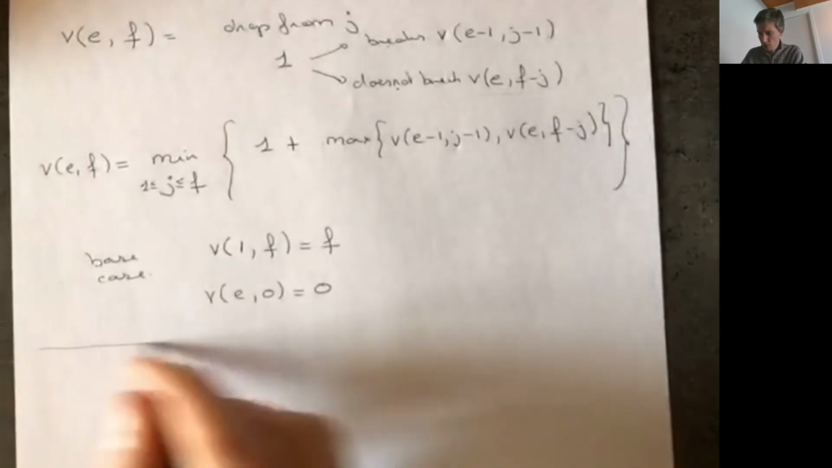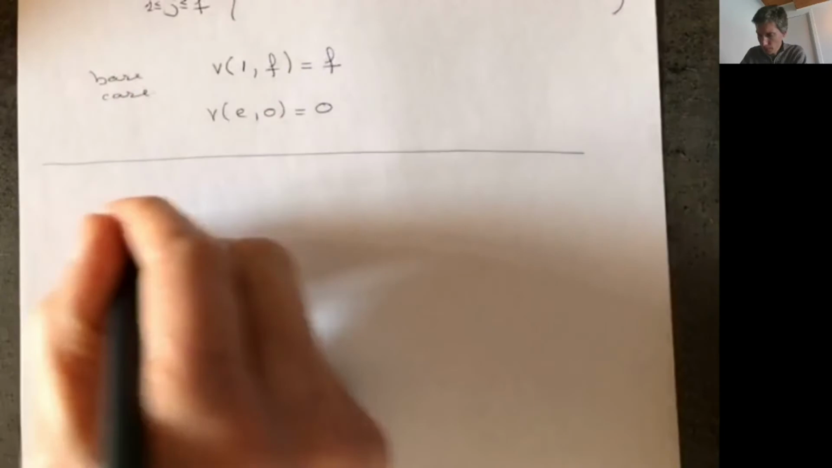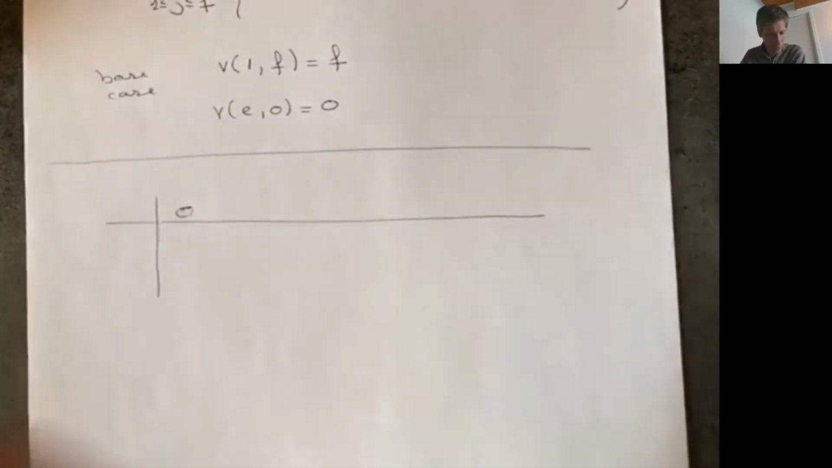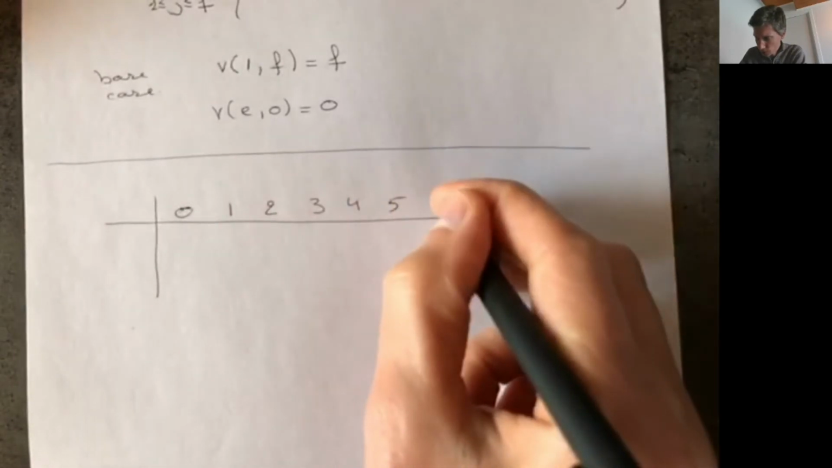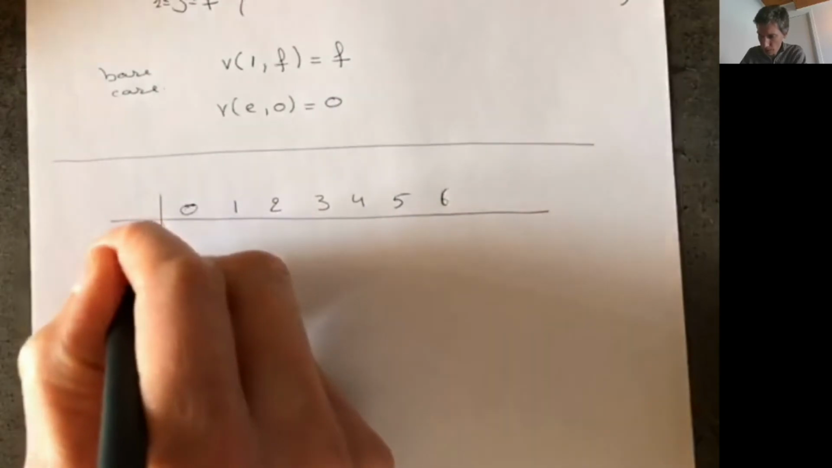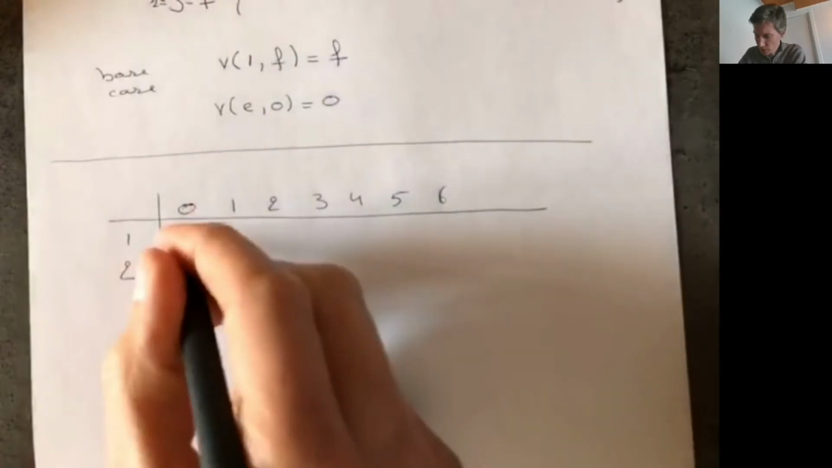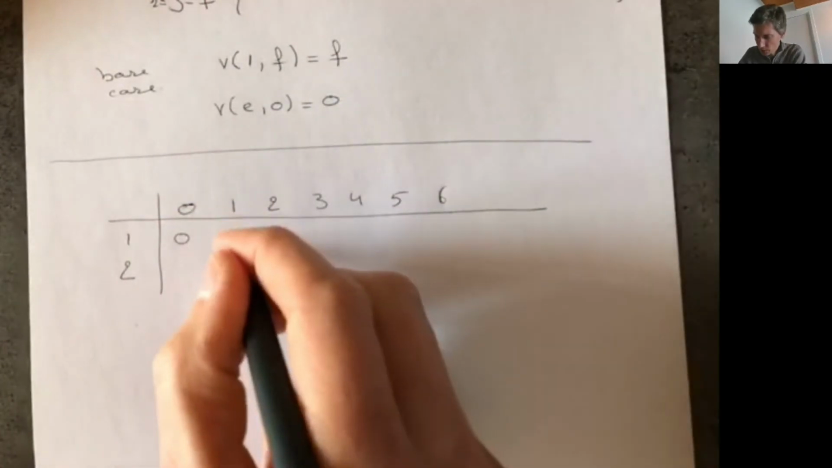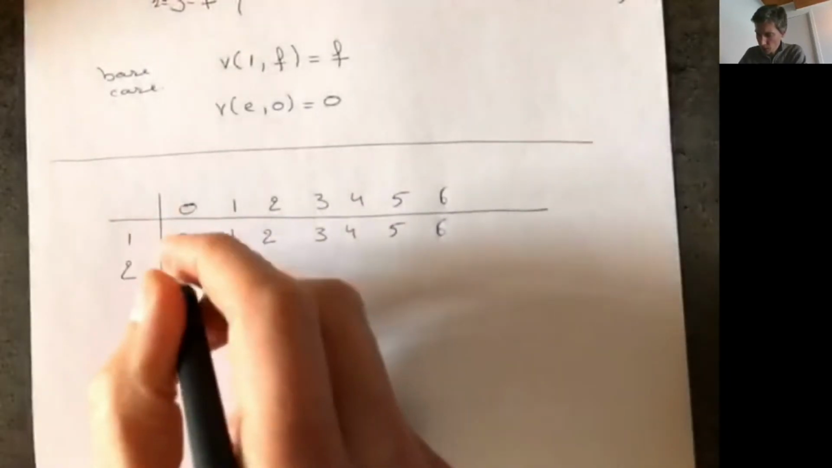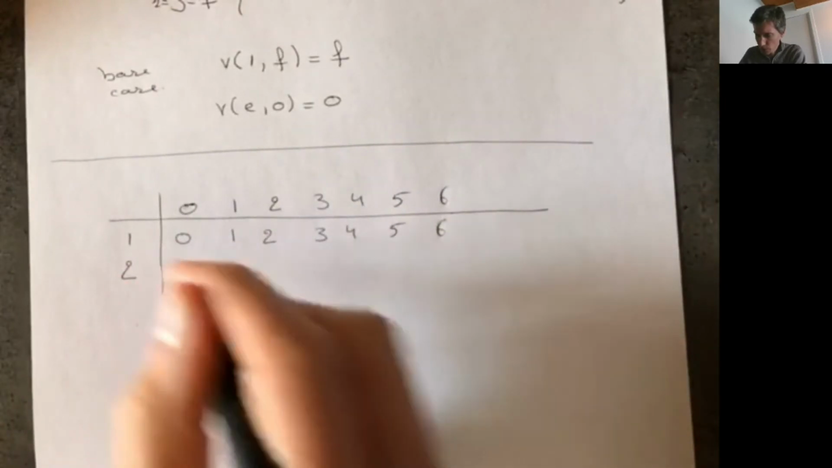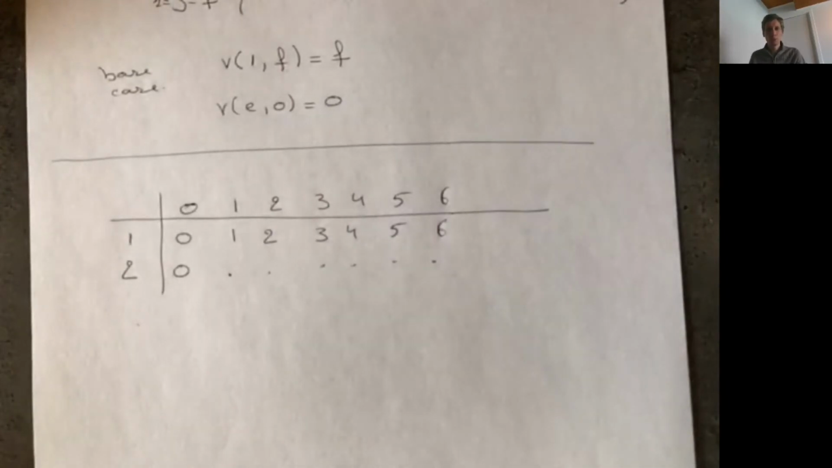Okay, so let's try to put this in a table, and I'm going to consider an easy example. So I have 6 floors, 1, 2, 3, 4, 5, 6, and I will only consider the case with 2 eggs. Okay, I already know from the base case, if I only have one egg, then this will just be copy pasting. Now I have 2 eggs and 0 floors. I have 0, so I just wish to compute all of these points.